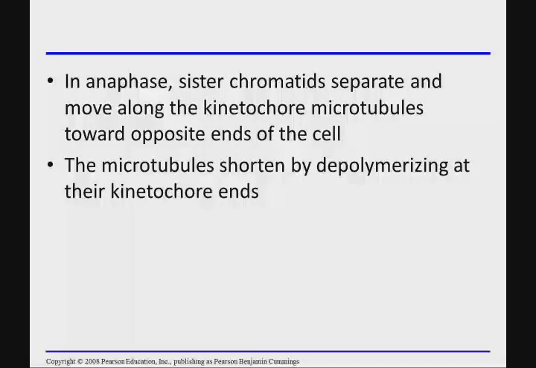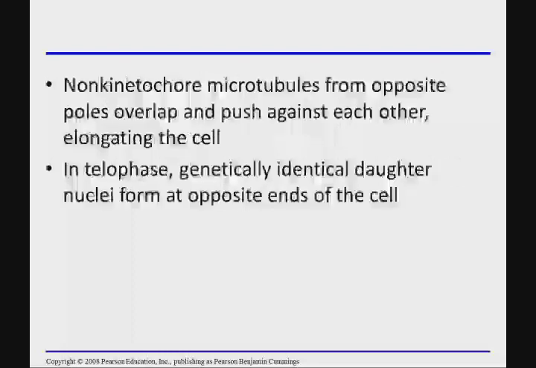The microtubules are actually going to be depolymerized at the kinetochore end. So we're actually munching away at that microtubule as we move down it towards the centrosome. Now, at the same time, there are components of the mitotic spindle that are actually pushing against each other and pushing the cell into an elongated format, trying to separate what will be the two new nuclei. So that's anaphase as the chromosomes separate from each other.